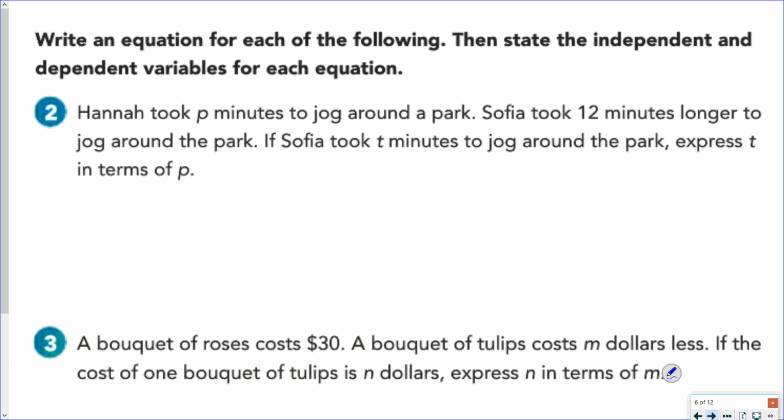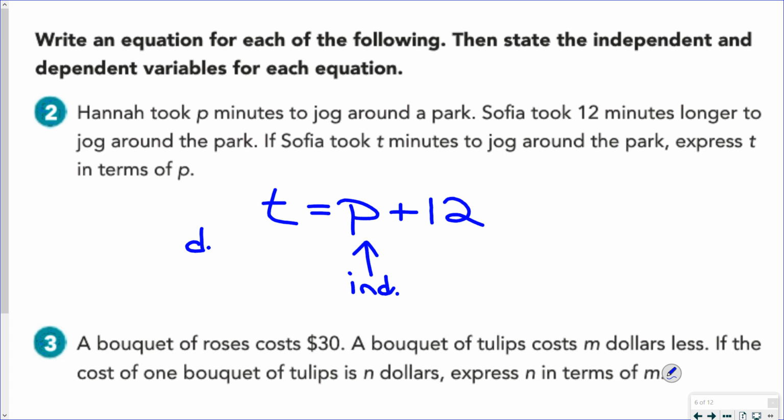Hannah took P minutes to jog around the park. Sophia took 12 minutes longer to jog around the park. If Sophia took T minutes to jog around the park, express T in terms of P. So since we want T in terms of P, our equation will start with T equals. And if Hannah took P minutes to jog around the park and Sophia took 12 minutes longer, we're going to add 12 to Hannah's time. So our equation would be T equals P plus 12, which makes P our independent variable and T our dependent variable.